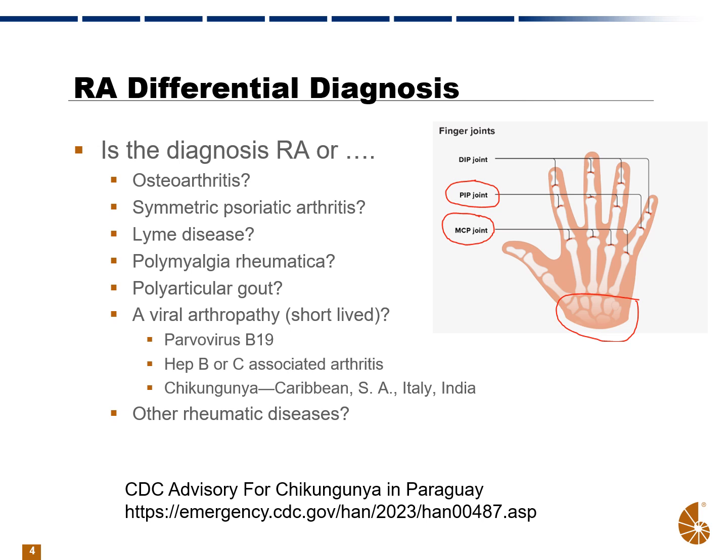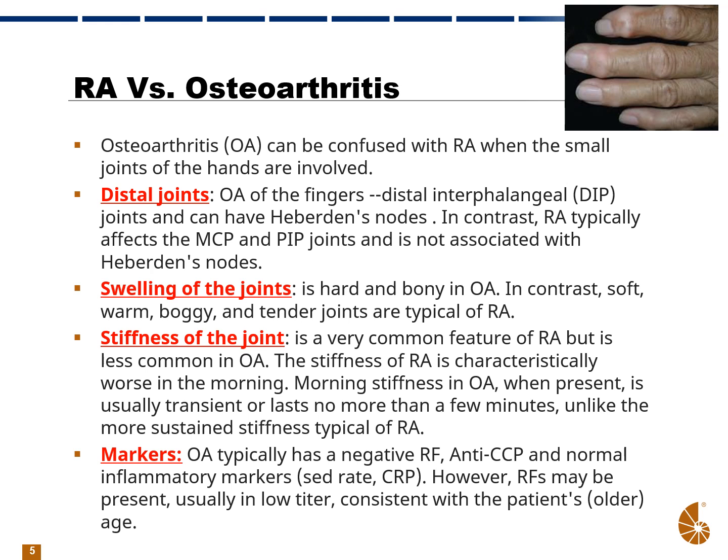There was recently a CDC advisory for chikungunya in Paraguay and other regions of the world, so it's good to be up to date on where these viral arthropathies are more active. Then, rule out osteoarthritis. I've listed a number of characteristics of osteoarthritis, so you can exclude osteoarthritis when you're considering whether a person has rheumatoid arthritis or osteoarthritis, and I've listed those here for you.